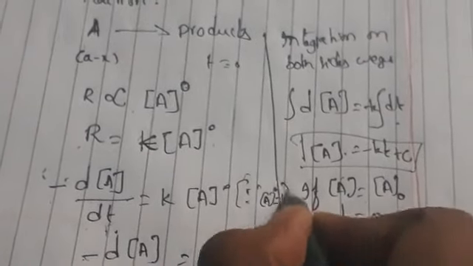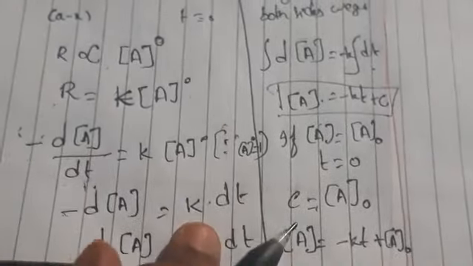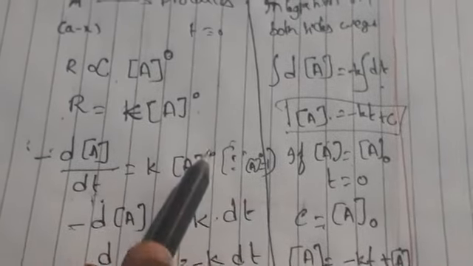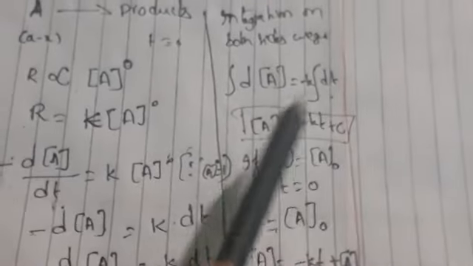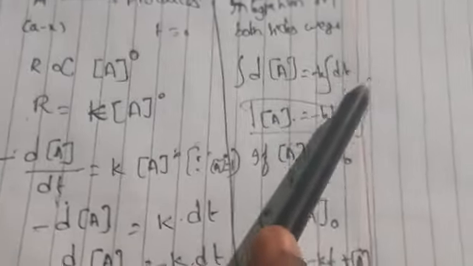Concentration of A naught power 1. So that's why we have not got here A power 0. So minus dA equals K into dt, minus will go this side. By doing integration on both sides, you will be getting this one. After integration, the integral of dx is equal to x. Same like that, if you have assumed, this is the equation you are getting.